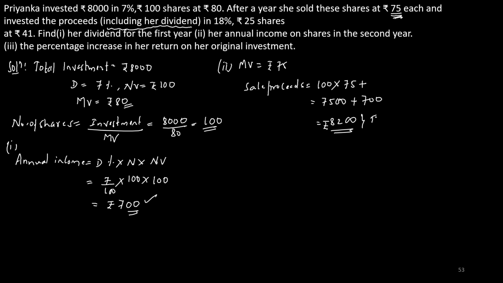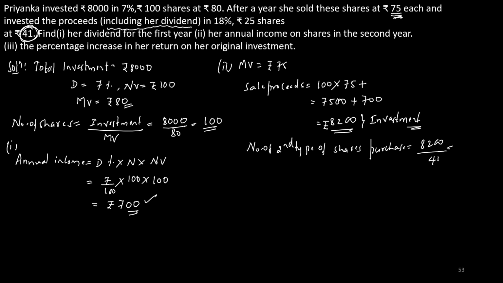Now this is her investment to purchase the second type of shares. Now calculate the number of second type of shares purchased, which is equal to 8,200 divided by the market value. See here, it is 2041.